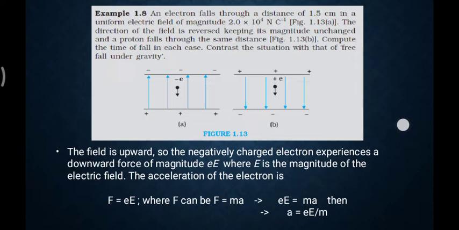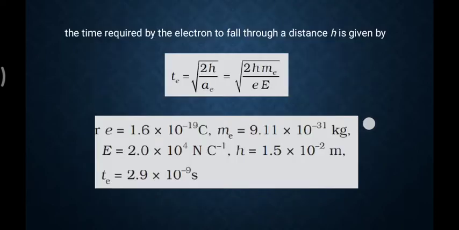Let us go for the discussion. The field is upward, so the negative charge experiences a force downward. That electric force is F = eE, as we know. We discussed the electric field equations in the fourth part, and we already know the fundamental equation F = ma. Let us equate these: eE = ma. From this equation we can compute a, the acceleration, which is a = eE/m.